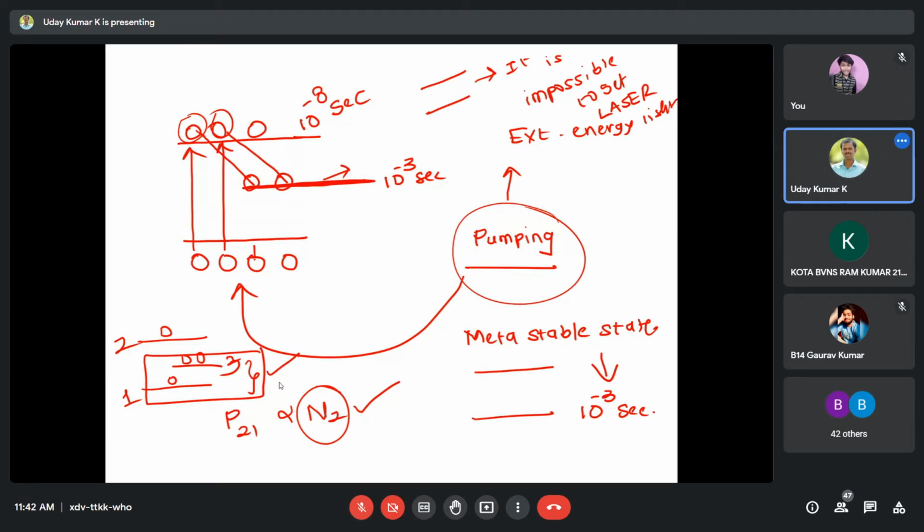I'm sorry. Sir? Yes, please. Sir, but actually you defined population inversion as there must be a minimum of 3 electrons on the same level. No, I did not say that. Population inversion, I said, is having a larger number of atoms in the higher energy level compared to the lower. That is what I said.